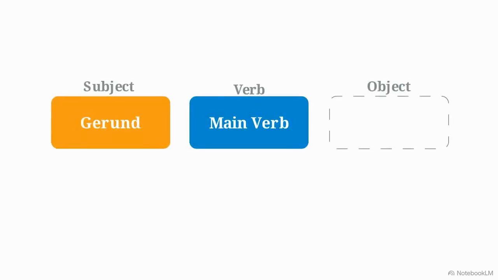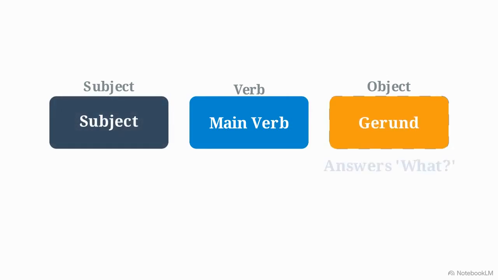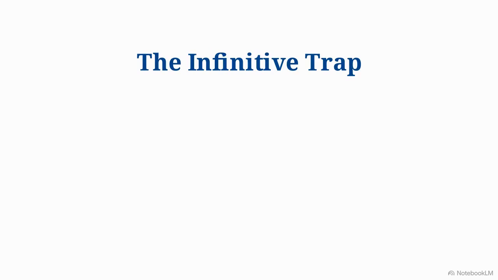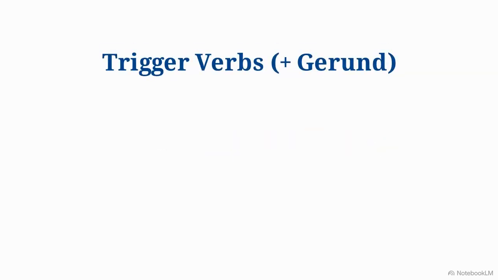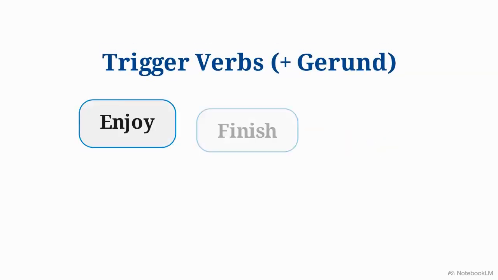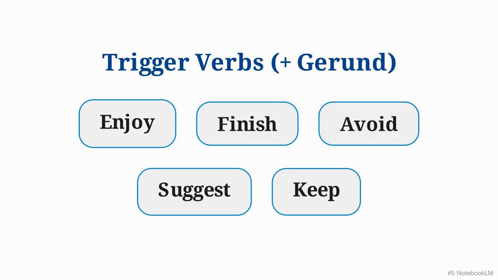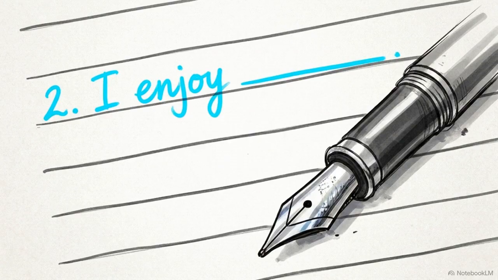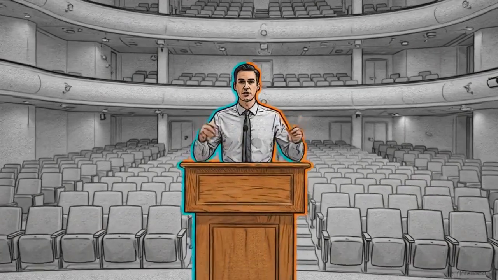Step 2 moves the gerund to the end of the thought, where it acts as the object of a main verb. This is the specific moment where the infinitive trap fails. You cannot enjoy to read. You must use the gerund. I enjoy reading. These specific verbs require a gerund to follow them. Enjoy, finish, avoid, suggest, and keep. Choose one of these trigger verbs and write your second sentence now.